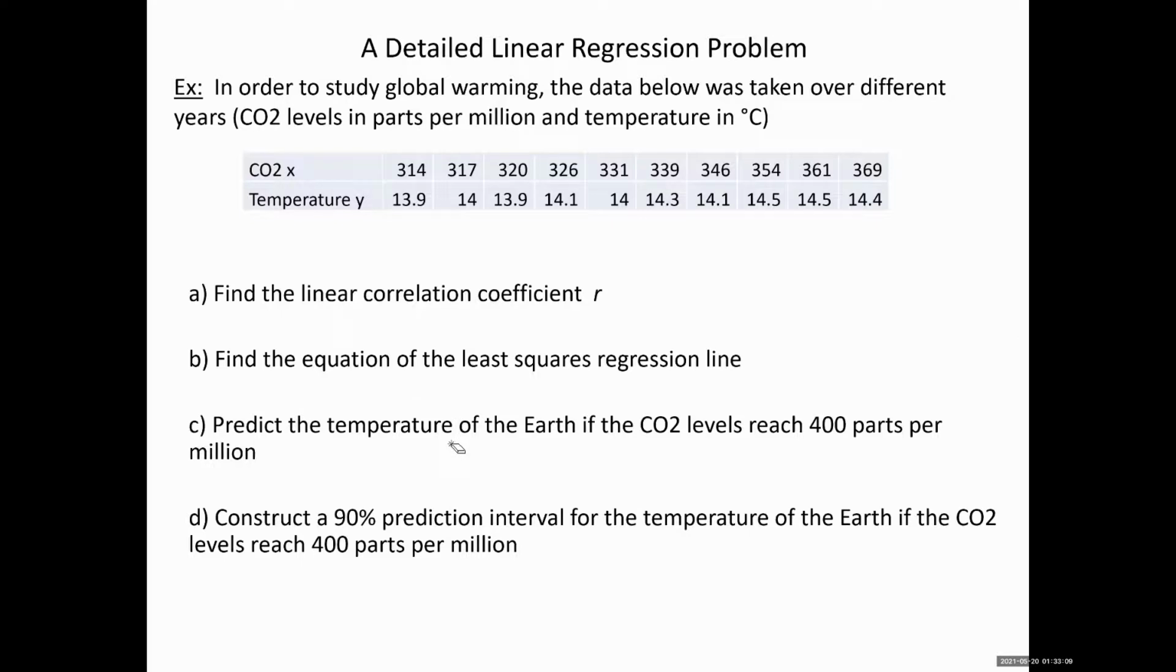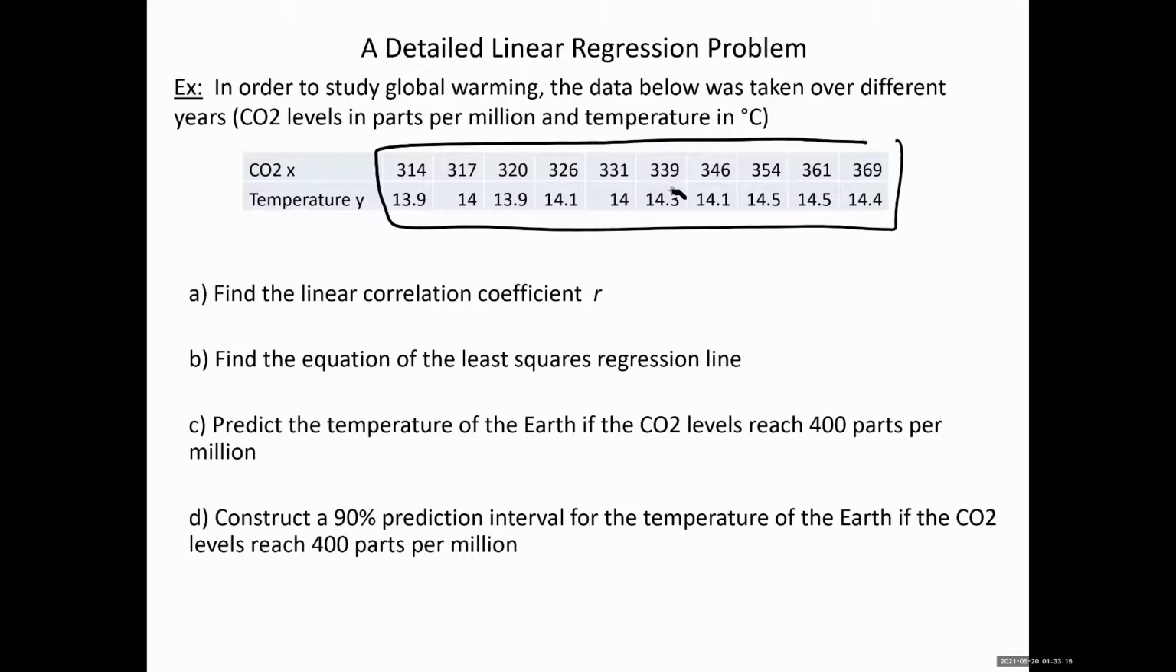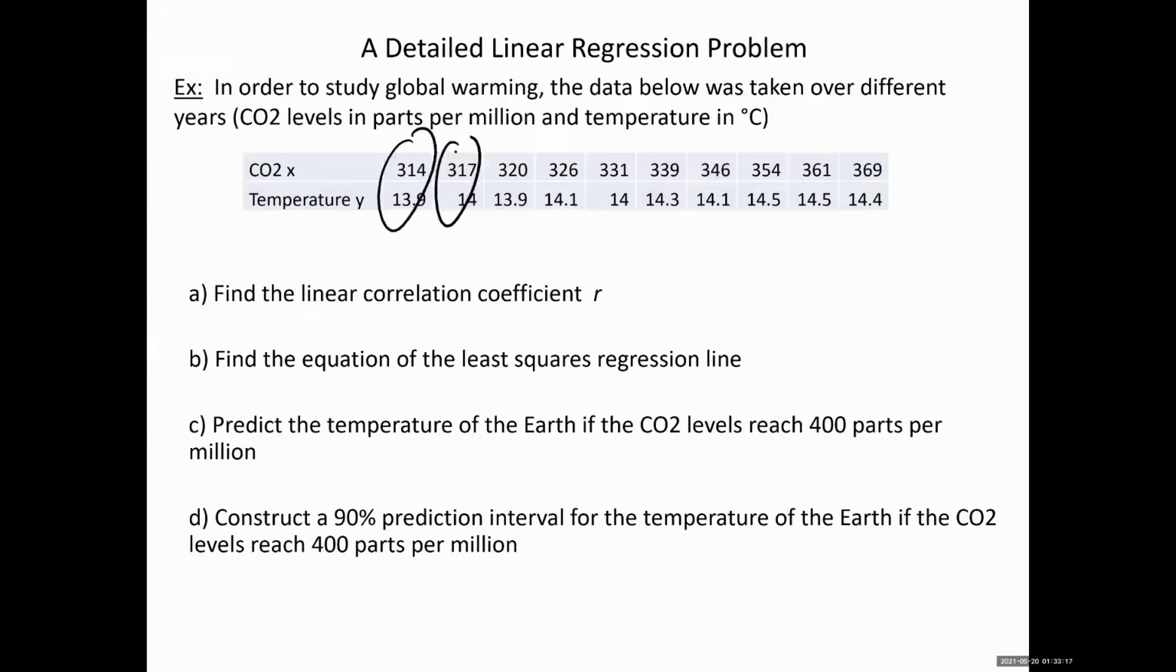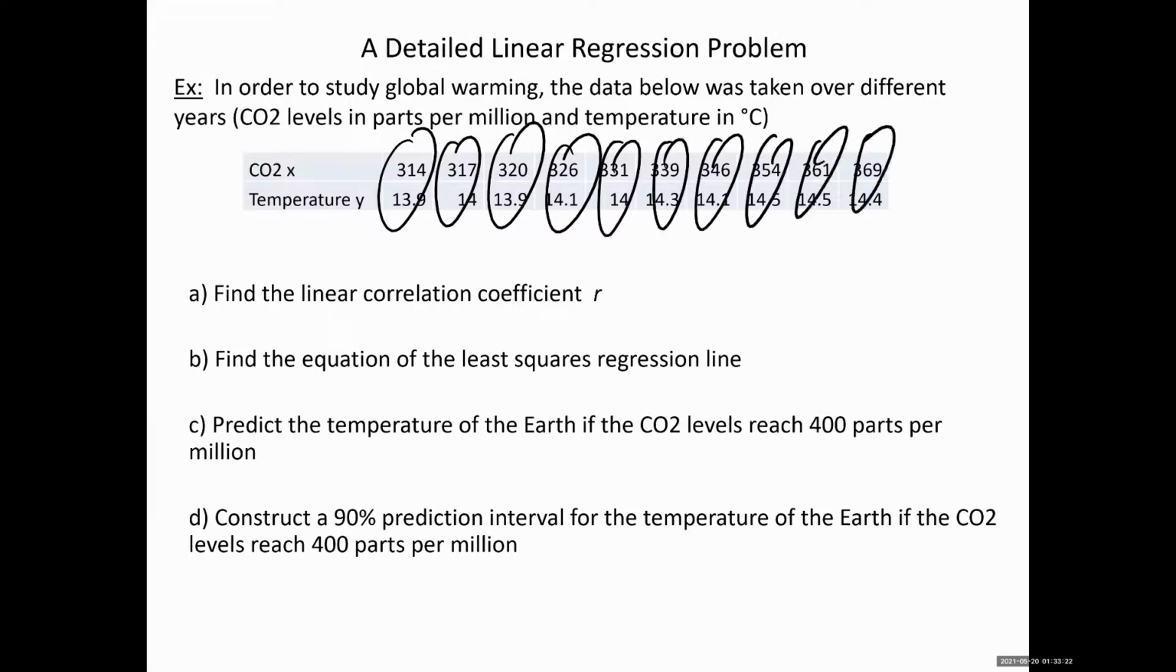Also, make sure you understand, if I ask you what n is, you don't count all the numbers total. You have to count how many pairs of numbers you have. So there's 1 pair, 2, 3, 4, 5, 6, 7, 8, 9, 10. So n is 10 in this problem. It's a very common mistake for people to think it's 20. So just make sure you understand. It's not how many numbers you have total. It's how many pairs of numbers you have. So we have 10 pairs.